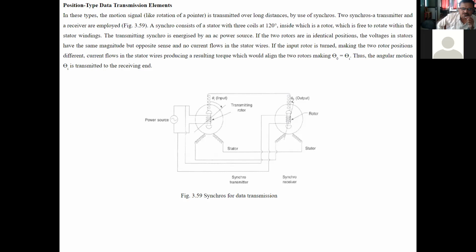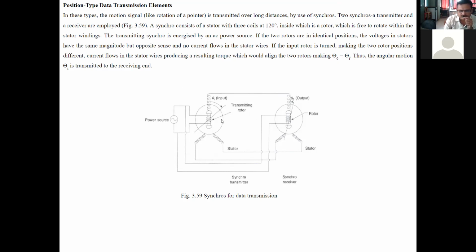The transmitting synchro is energized by an AC power source. If the two rotors are in identical positions, the voltages in stators have the same magnitude but opposite sense, and no current flows in the stator wires. If the input rotor is turned, making the two rotor positions different, current flows in the stator wires, producing a resulting torque which would align the two rotors, making theta O equal to theta I. Thus, the angular position theta I is transmitted to the receiving end.